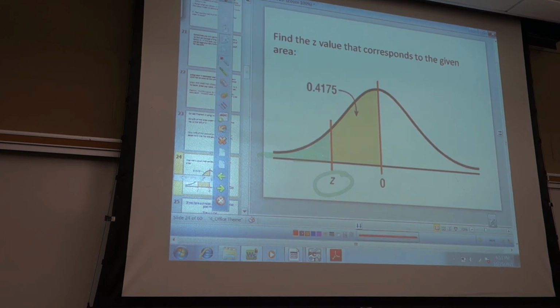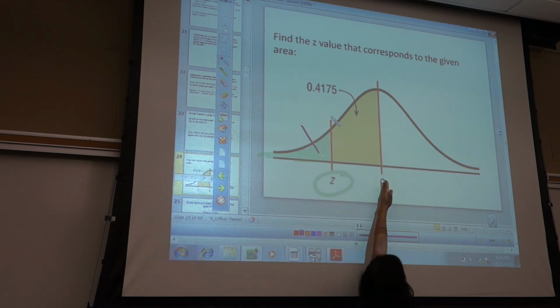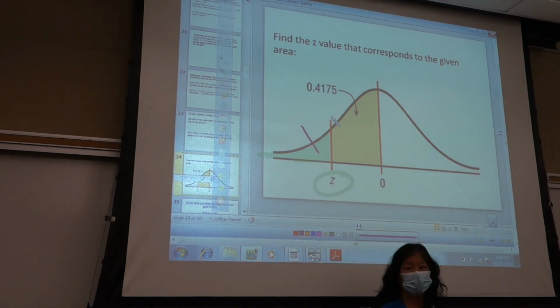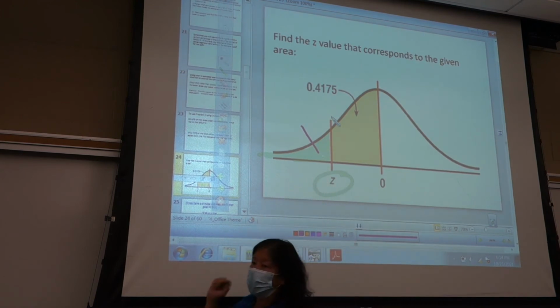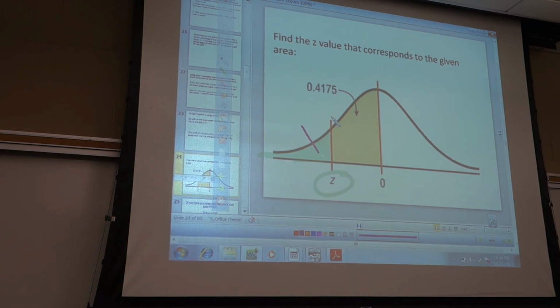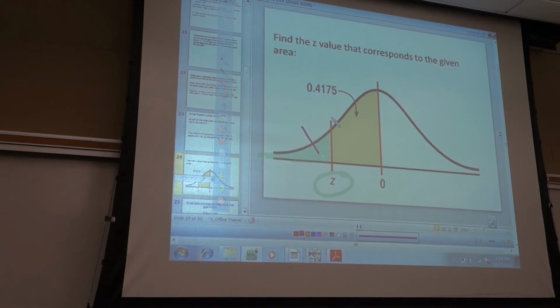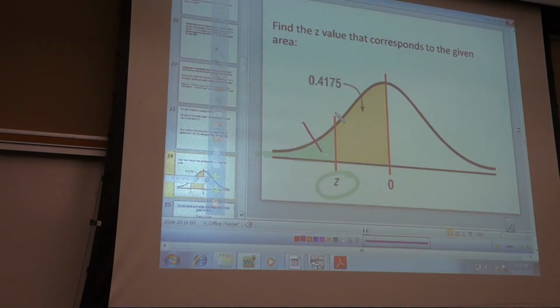Yes. Because I know that this area plus the 0.4175 should equal what? 50%. Exactly. Because everything from here over should be 50%. So if I subtract those, find out what you get, and then find that z-score. I'll give you folks a minute to do that. Let's see what we have. So we found this area here. It is 0.0825, right? Because 0.5 minus 0.4175 equals 0.0825.